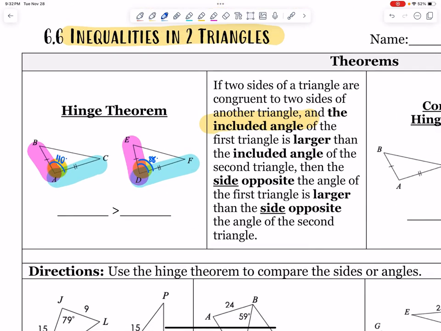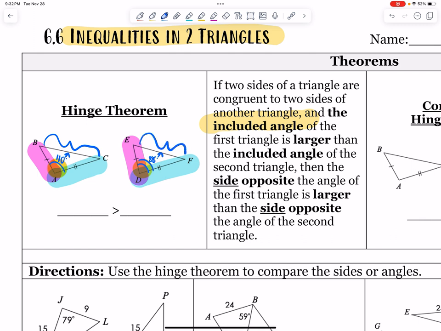You could see that these two same amounts, you could do this with your hands. As you open up your hands more, the space between them gets greater. As you close your hands more, the space between your fingers gets less, it's smaller. And so what this is saying is the side opposite, so if I look across from that, the side opposite that angle is going to be longer in the first triangle than it is in this second triangle.